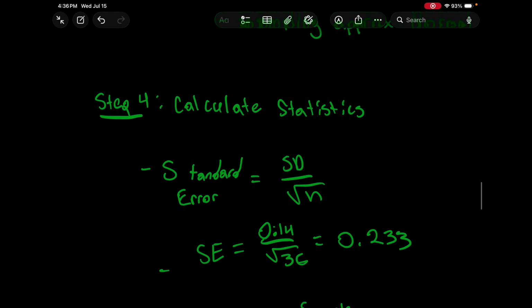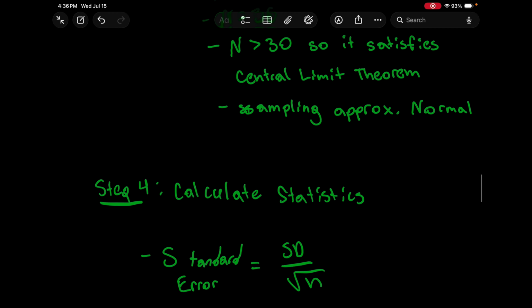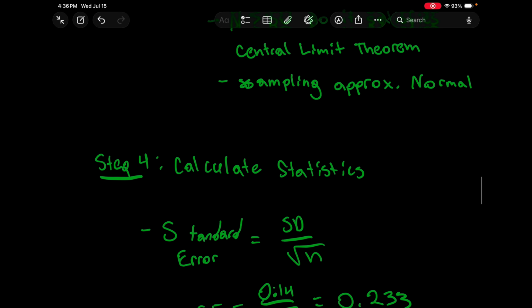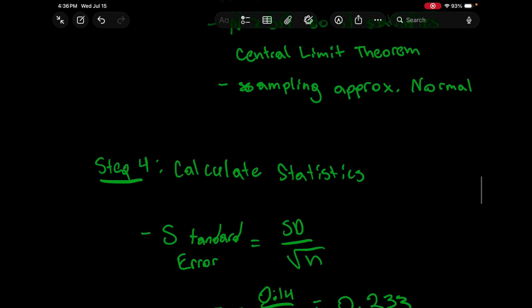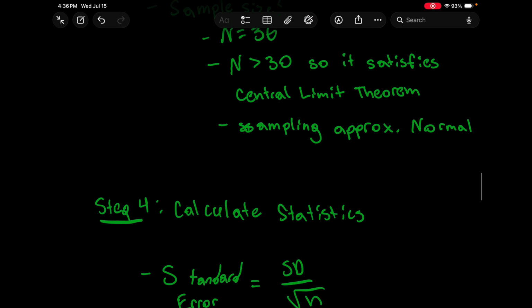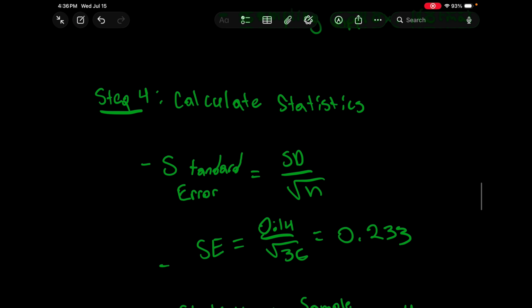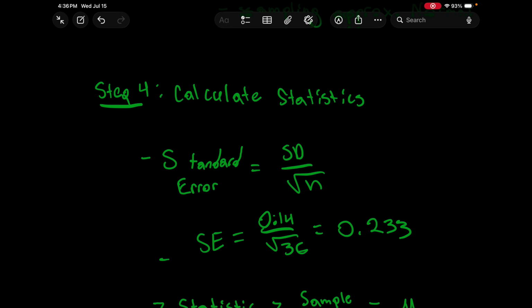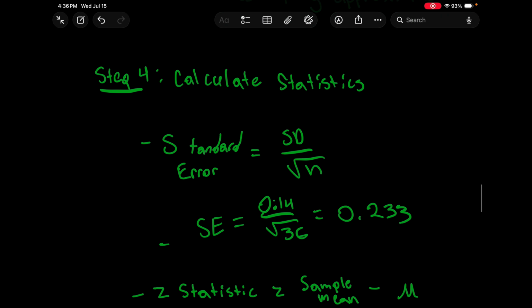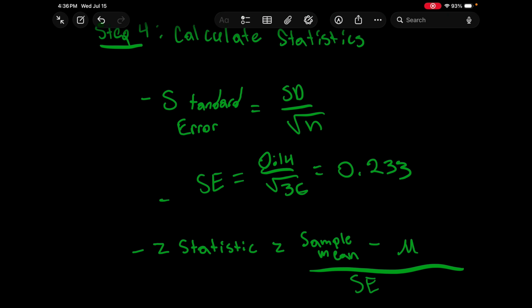Step 4. So we're going to calculate our statistics here. So our first step, we need to calculate standard error. Standard error is the standard deviation, which we calculated above, all divided by the square root of the sample size, which we also talked about above. So we have 0.14, our standard deviation, over the square root of 36. 36 was our sample size. This yields 0.233 as our standard error.